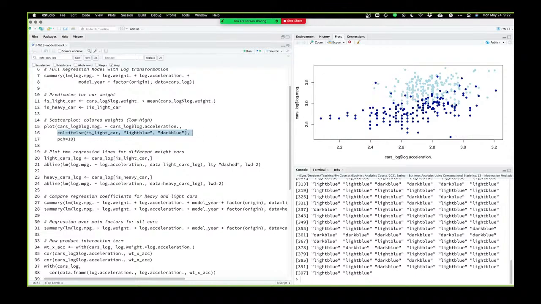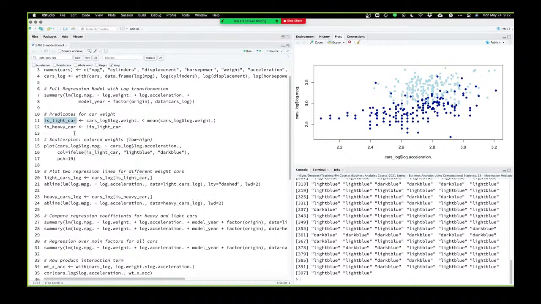All right. So this is, again, I think a good demonstration of where creating this simple predicate really comes in handy, because even my code for the visualization is much more readable. I'm basically saying if it's a light car, make it light blue, or else make it a dark blue. All right.